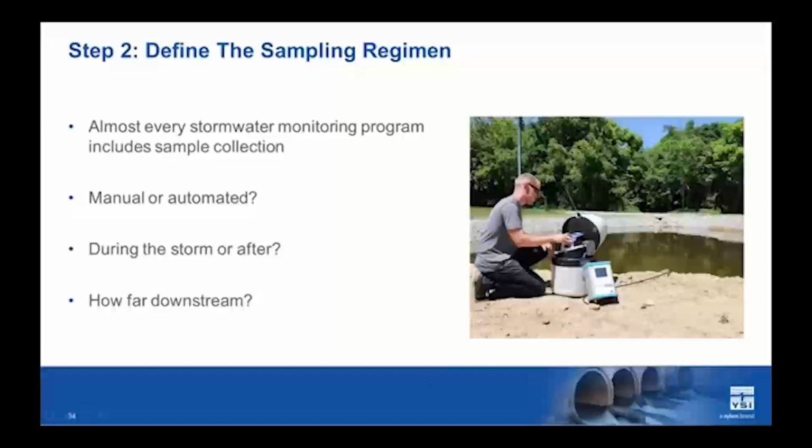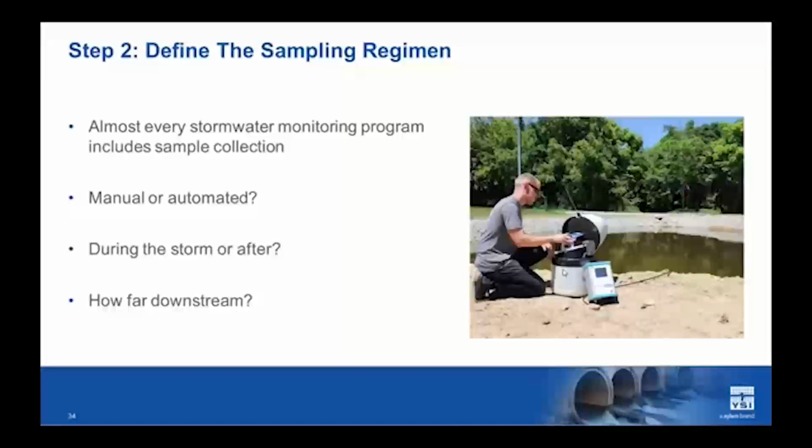So for example, Chris here is setting up an automated sampler. These are pretty nice because you can leave them out there during the storm. You don't have to be out there, but you can trigger that sampler to collect samples based on a water level, based on a turbidity level, based on some combination of the two. And you also need to decide where you really want to place that. And this, again, always is going to tie back to your objective and what it is you need to know.